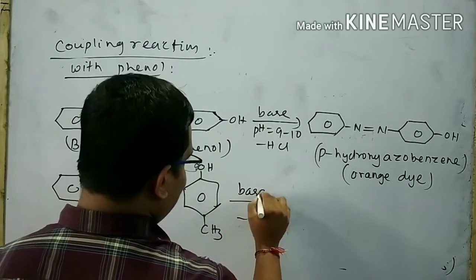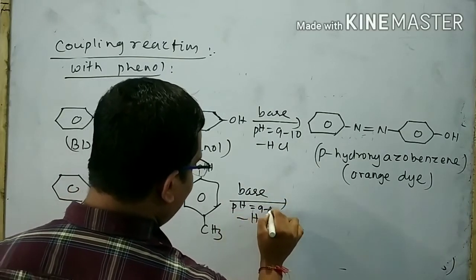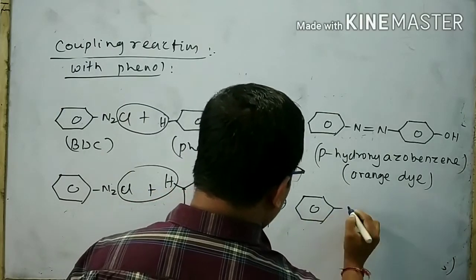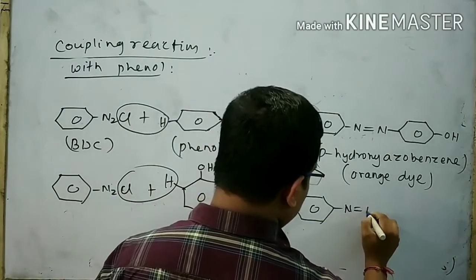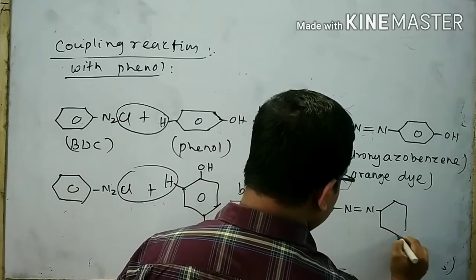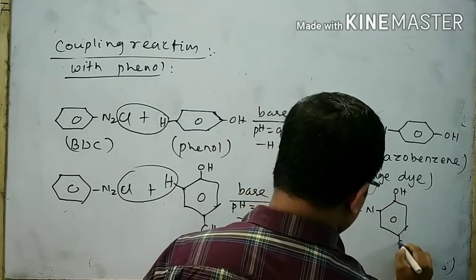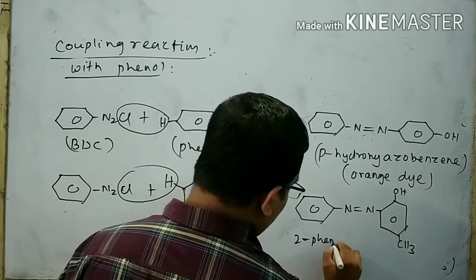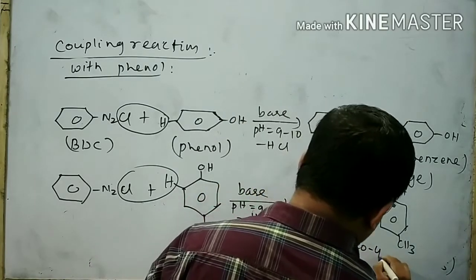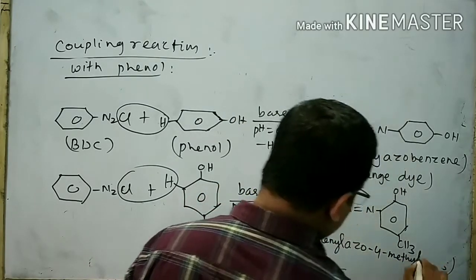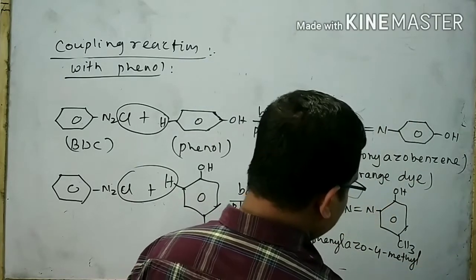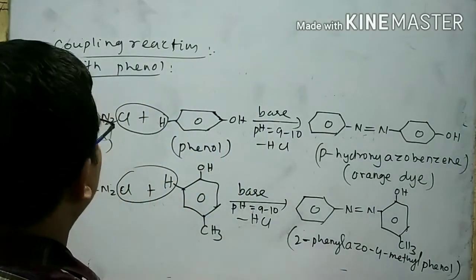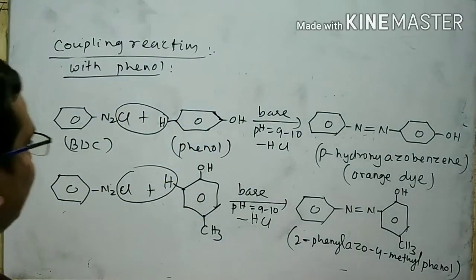Here also a base is taken. pH is 9 to 10. Then what will happen? This is the azo product which is formed. The name of this compound is 2-phenylazo-4-methylphenol. These are the examples of coupling reaction with the phenol.